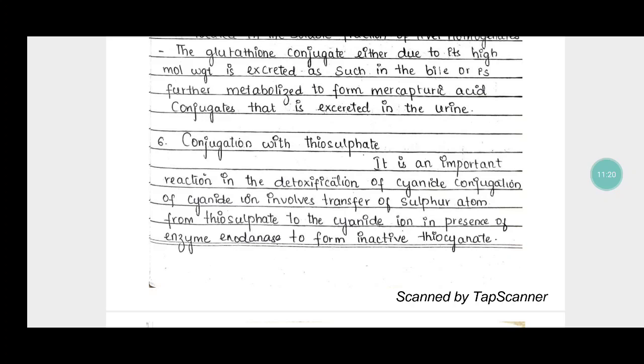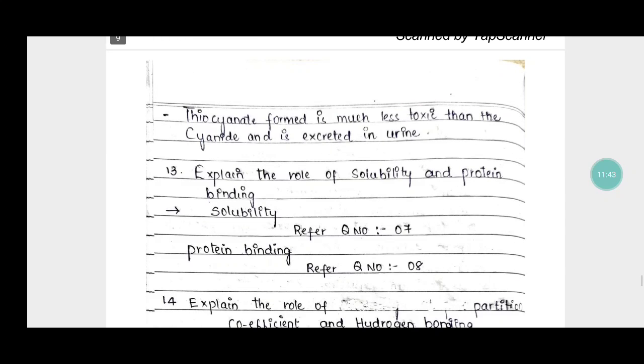Number 6, conjugation with thiosulfate. It is an important reaction in the detoxification of cyanide. Conjugation of cyanide ions involves the transfer of the sulfur atom from thiosulfate to the cyanide ion in the presence of the enzyme rhodanese to form inactive thiocyanate. The thiocyanate formed is much less toxic than cyanide and is excreted through the urine.